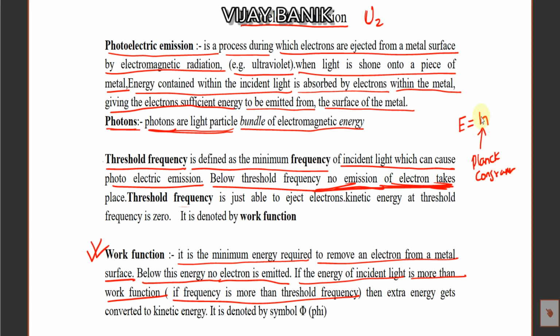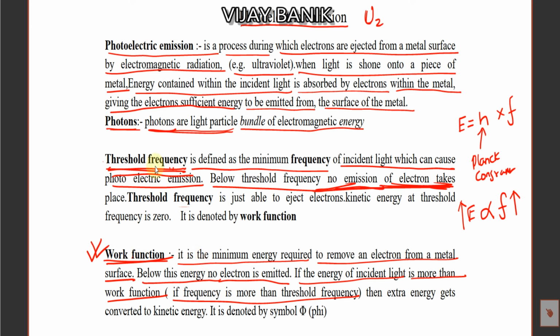Okay, energy is constant into frequency. This shows that energy is directly proportional to frequency. So that means if frequency increases, your energy also increases. Okay, so remember that at threshold frequency, the energy of the photon is the work function. Remember this. At threshold frequency, the energy of the light is the work function.